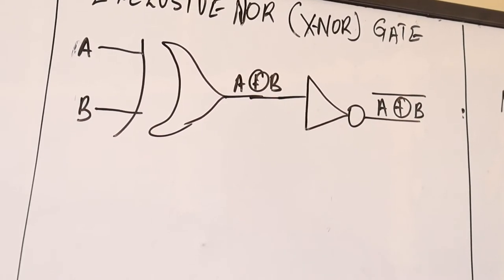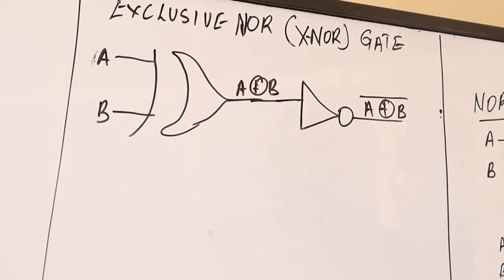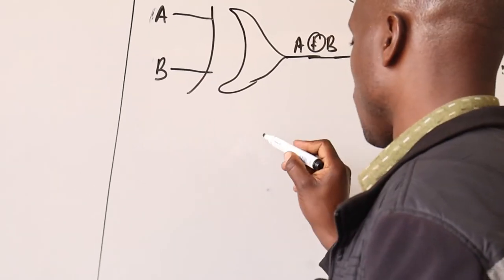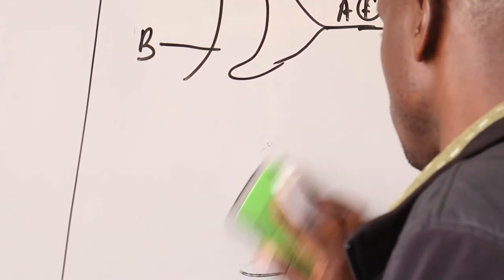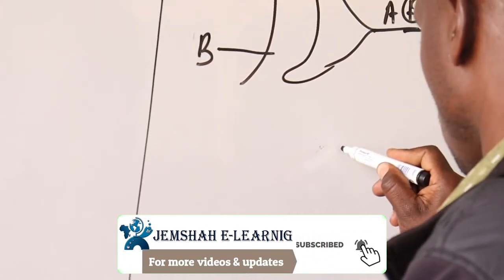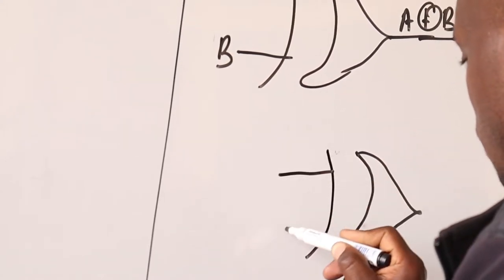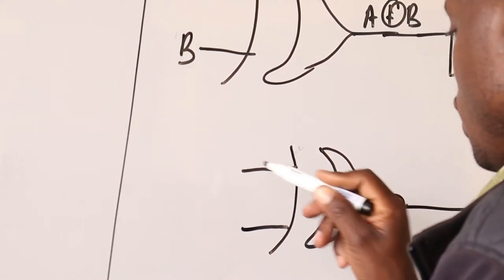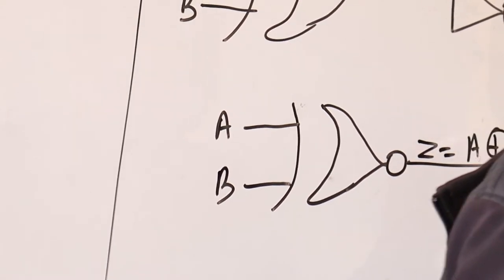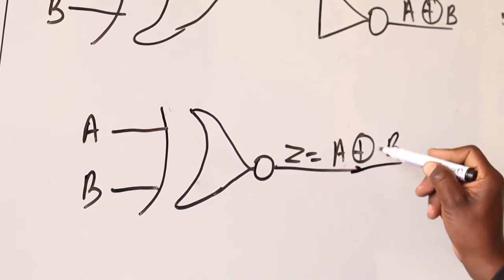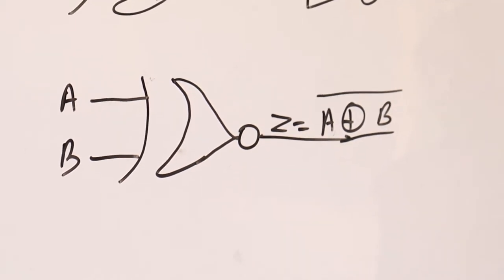But this is not the truth table, and this is not the symbol. The symbol for an exclusive NOR gate is this way. Let me draw it now. I was trying to show you what was happening before you obtain the output of an XNOR gate. Hold on, let me draw the correct gate. So it is the XNOR gate. Then we put a negation here. So here we have A and B, and our Z is A exclusive B inverted. That's now the symbol of exclusive NOR.